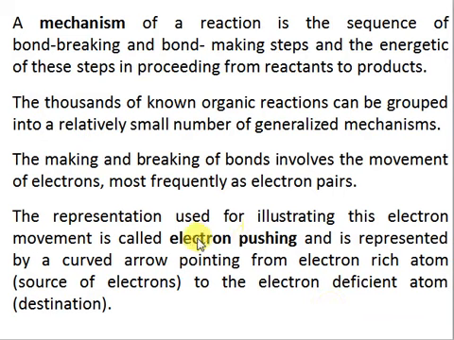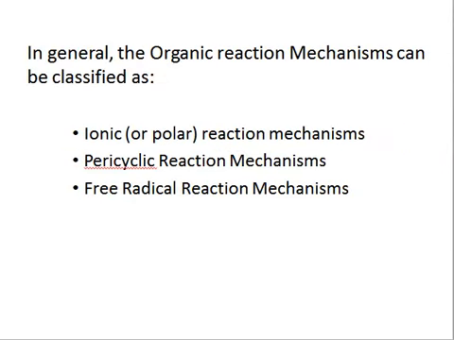So the electron pushing arrow is represented by a curved arrow, and the direction of this curved arrow is always from the rich atom to the atom which is deficient in electrons. So in general, the organic mechanisms are classified into three categories. Number one, the ionic mechanism or the polar reaction mechanism. Second, the pericyclic reaction mechanisms, and thirdly, the free radical mechanisms.